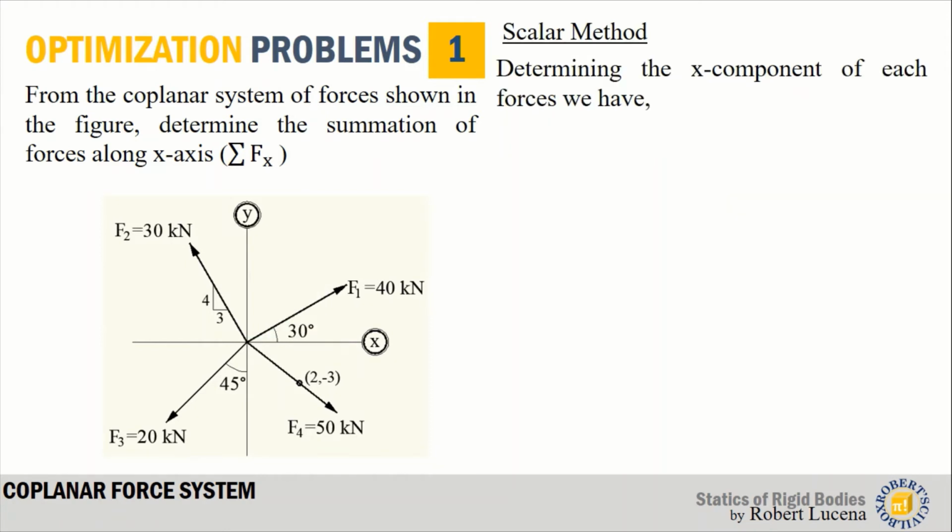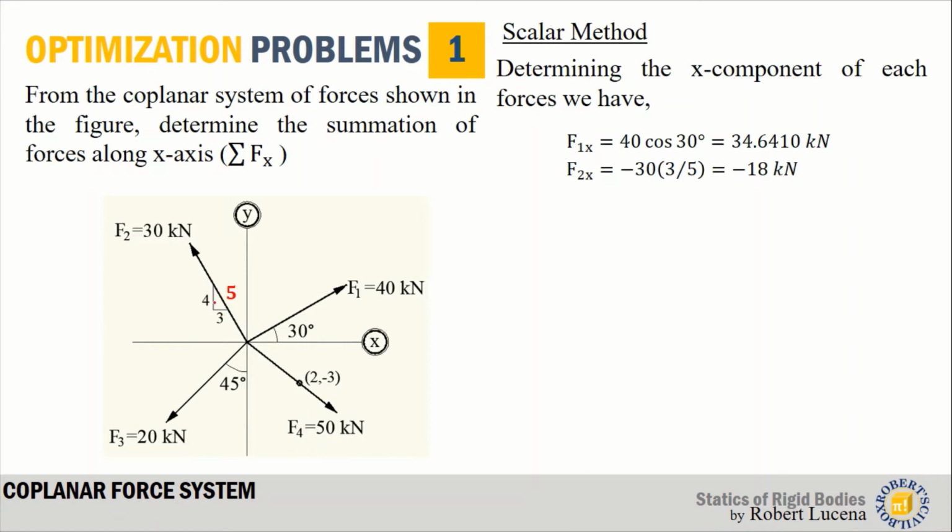Now let's try the scalar method in determining the x component of each force. For F1, we can use the cosine function. We are using the scalar method to check if the vector method is correct, just another way of solving the sigma Fx. F1x is the x component of F1. By trigonometry, F1x is simply F cosine 30. Substituting the value of F, that is 40, we have 40 cosine 30, that is equal to 34.6410 kilonewton.